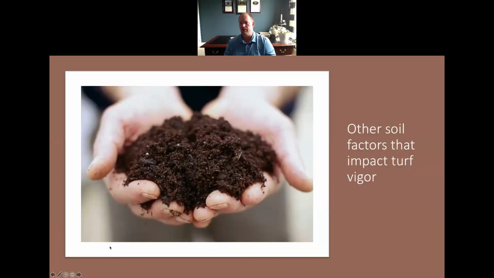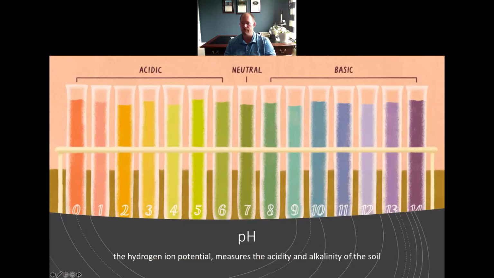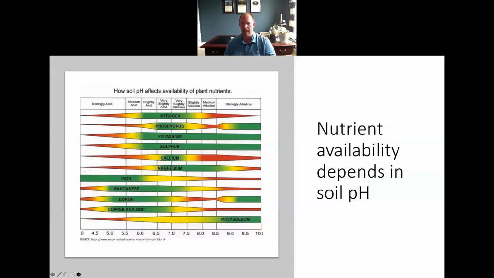So there are some other soil factors that impact turf vigor. Another one that's important to talk about in regards to soil testing and plant health is pH. pH is the hydrogen ion potential, so this is going to measure the acidity or alkalinity of the soil. The reason this is important is because pH is going to affect the availability of many plant nutrients.